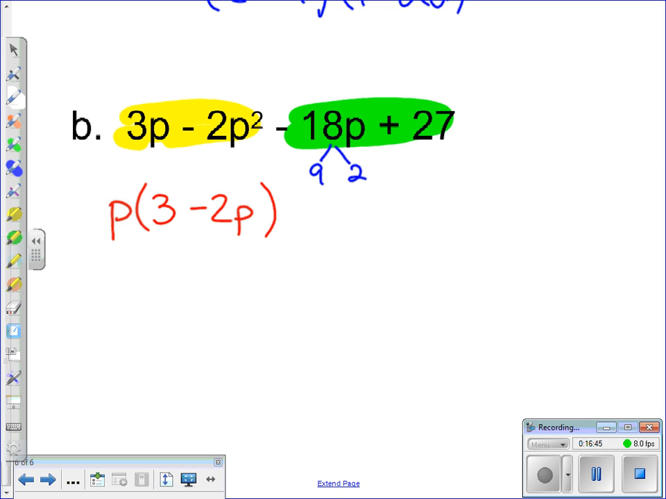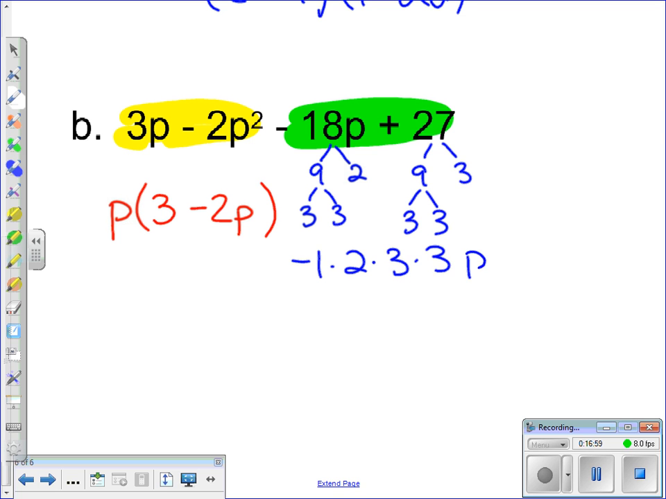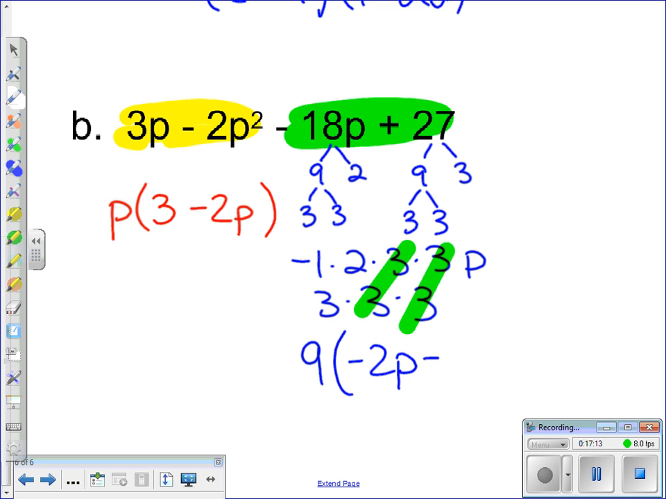2 times 9 is 18. 3 times 3. 9 is 3 times 3, and 9 times 3 makes 27. Negative 1, a 2, a couple of 3s and a p. 3, 3, 3. So if you work it out, you'll see your 3s. You see you get 2 sets of 3s. So that makes 9. And then negative 2p plus 3.